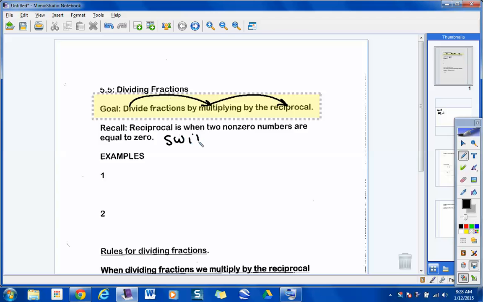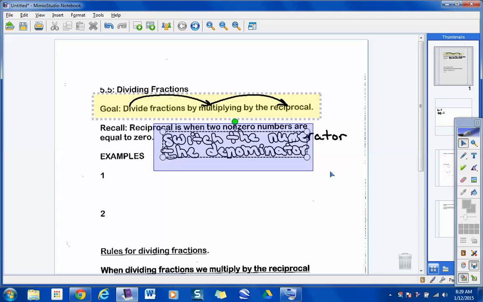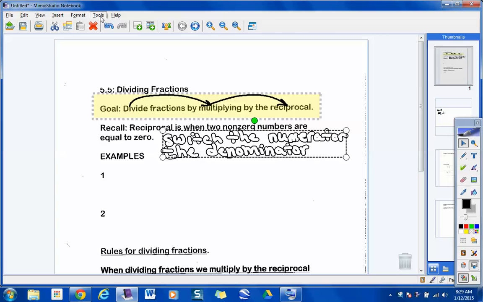Switch the numerator with the, anybody want to guess what the second word's going to be? Switch the numerator with the denominator. The denominator, you bet. Switch the numerator with the denominator. That's what it means to reciprocate stuff. So maybe if I put it in that form, where I say switch the numerator with the denominator, we would understand that a little bit better.